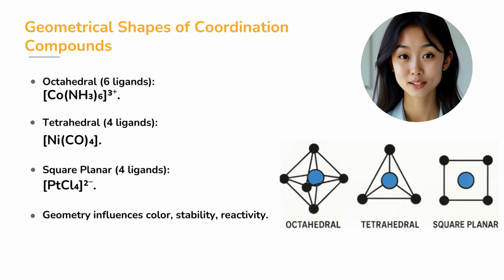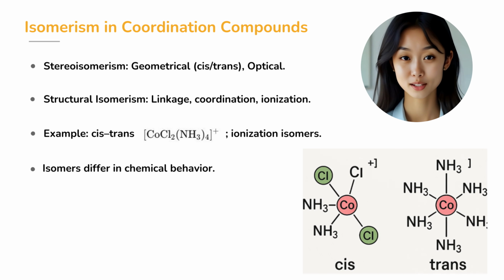And trust me, these shapes aren't just for style points, they change real properties like color, magnetism, and reactivity. Basically, the geometry is the haircut of a coordination compound. Change it, and the personality changes too. Now comes the really juicy part, isomerism. It's like having two students with the same name but totally different personalities. Coordination compounds with the same formula can look and behave completely differently.